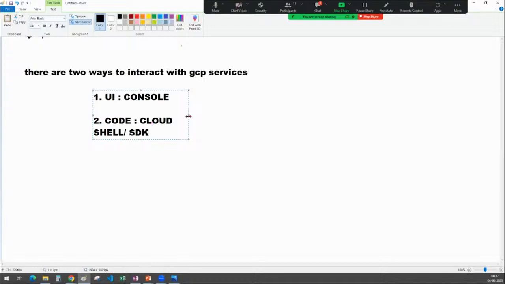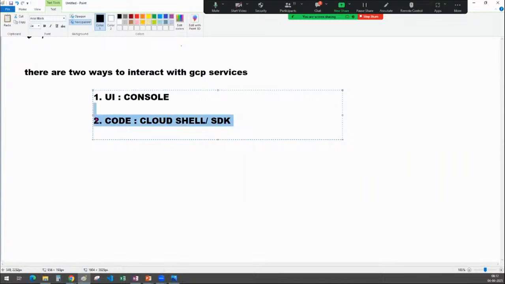In the UI, we interact with the help of the user interface, with drag and drop and clicking something. That is what a UI is. If you want to use any service in GCP, you can go this way. This is a manual process. If you want to create a bucket, or delete something, or interact with Google Cloud Storage, you can also interact from code, that is Cloud Shell or Cloud SDK, from anywhere.